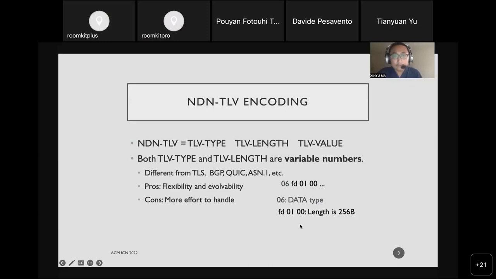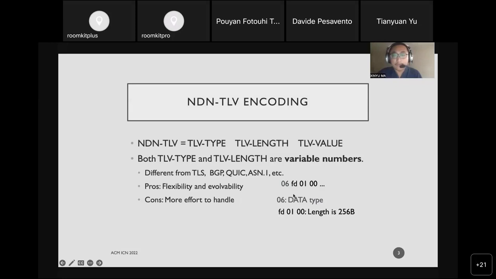So first, let's talk about the NDN-TLV encoding. TLV, just as its name suggests, is type-length-value encoding, which means at first we put a TLV type number for a field, and then we put some bytes representing the length of the field value, and eventually we put the value of this field. What's different between NDN-TLV and other TLVs is that NDN-TLV has variable numbers for both the TLV type and the TLV length. This gives us more flexibility over other protocols, but the con is that it needs more effort to handle.